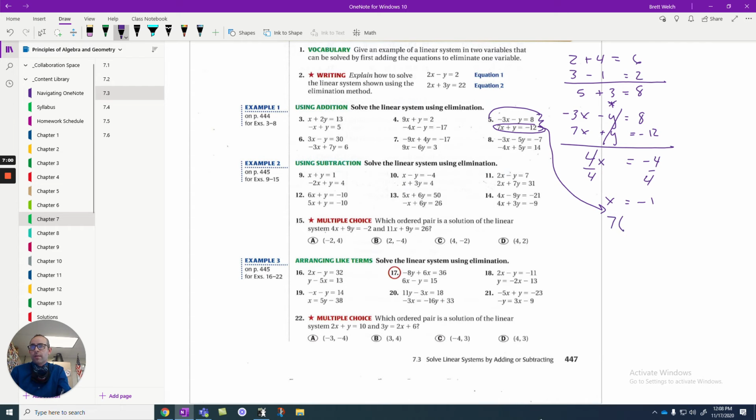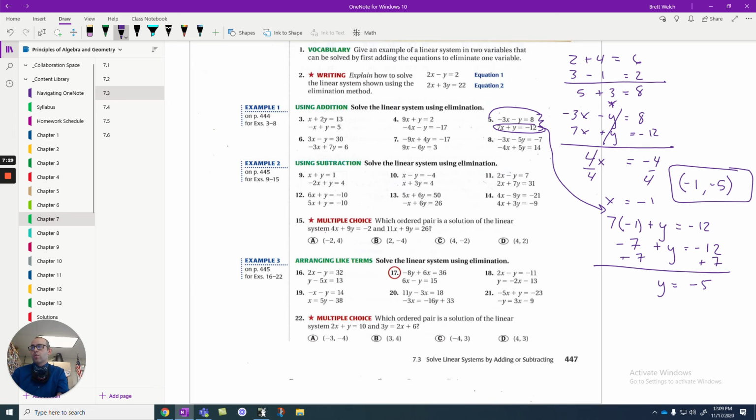So 7 times x, which is negative 1, we just learned that, plus y equals negative 12. Well, 7 times negative 1 is negative 7, plus y equals negative 12. And to finish it, I just get rid of the 7, and I will get y equals negative 5. Meaning that at the point negative 1 for x, negative 5 for y, these two lines will cross at that exact location.